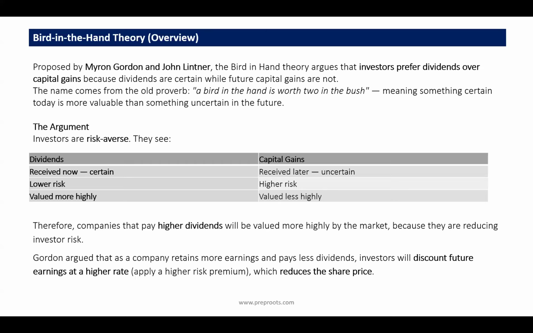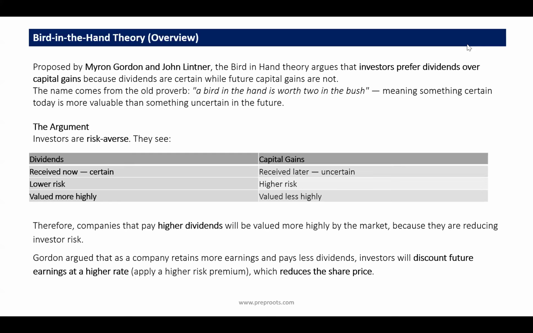Although we have covered this in the relevancy and irrelevancy discussion of dividend policy, bird in the hand theory is actually a part of dividend relevancy theory. It is proposed by Gordon and Lintner. Bird in hand theory suggests that investors prefer dividend over the capital gain. Whatever you receive now, you will prefer that because dividends are certain while future capital gains are not. So, investors will prefer dividend rather than wait for the capital gain.